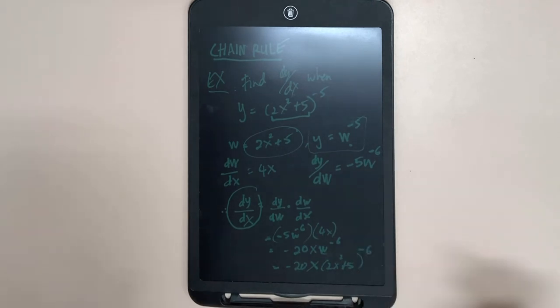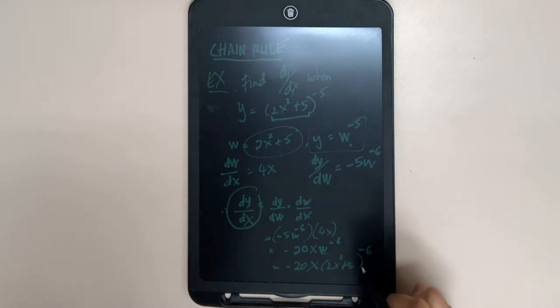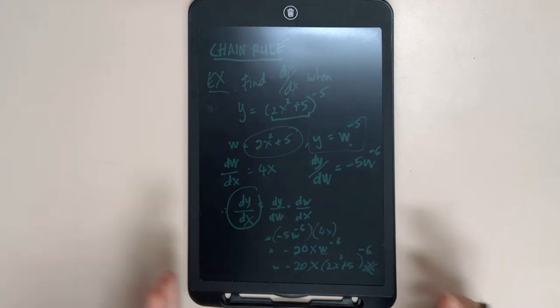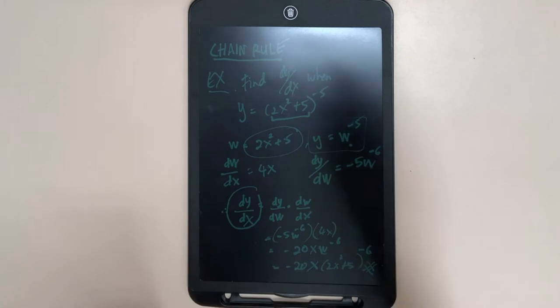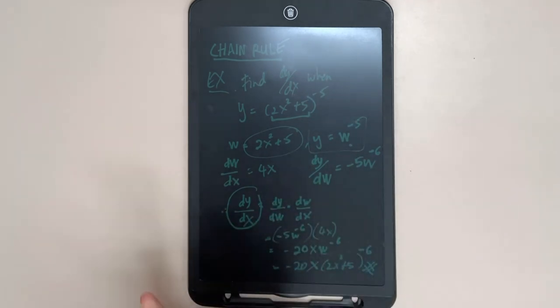Don't forget the power, negative 6. So this is the answer, or these are the steps that you need to do one by one for the chain rule. Now I want to show what to do if the question asks you to use the power rule.